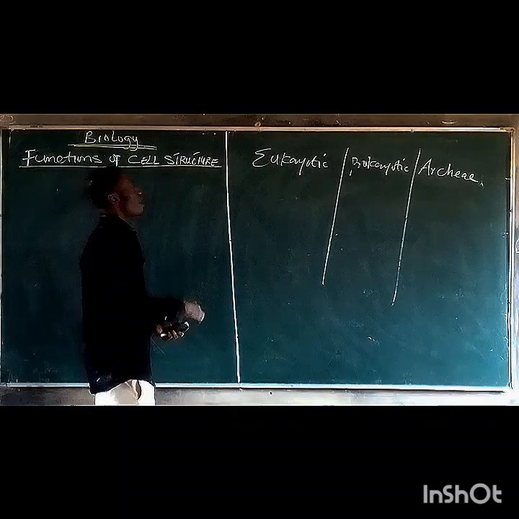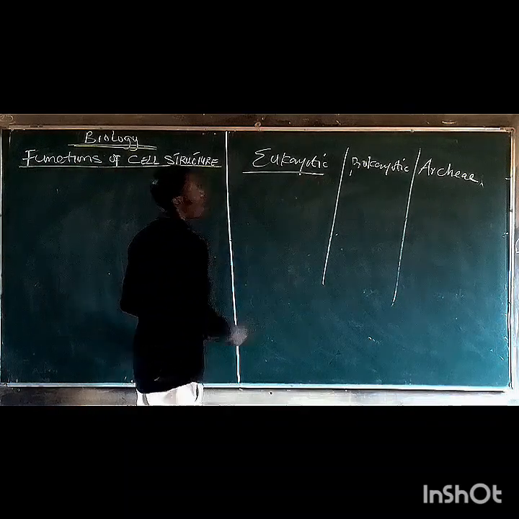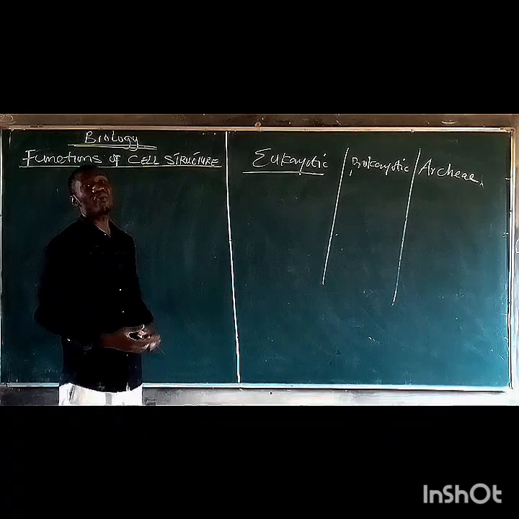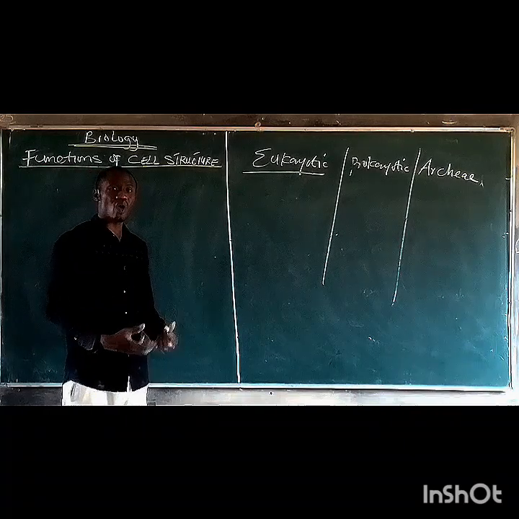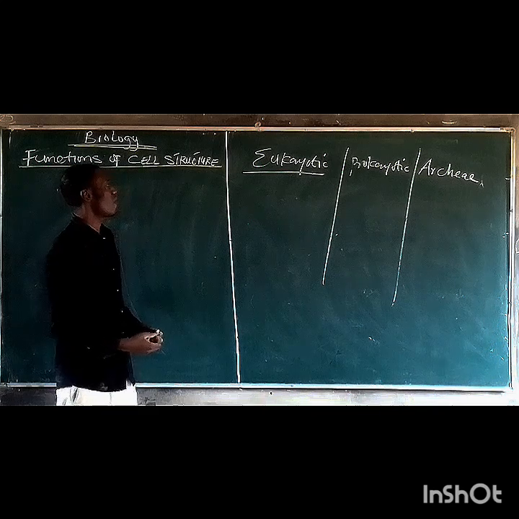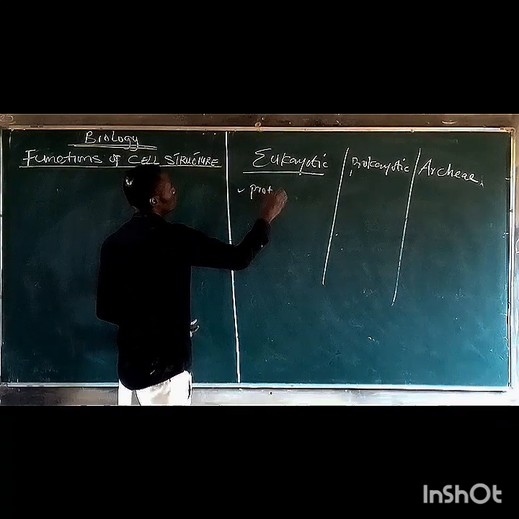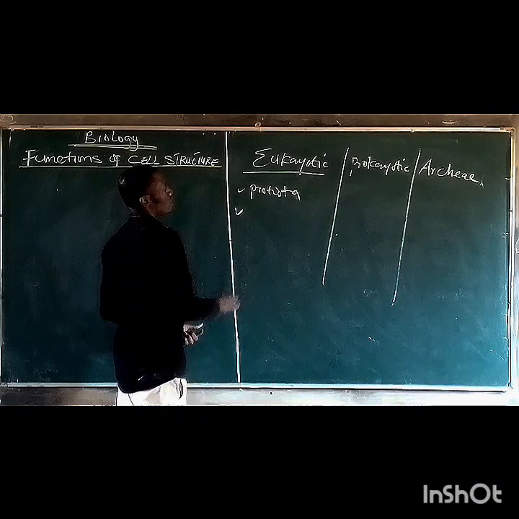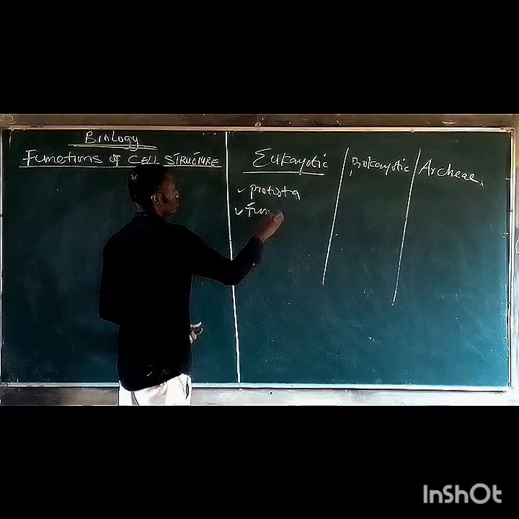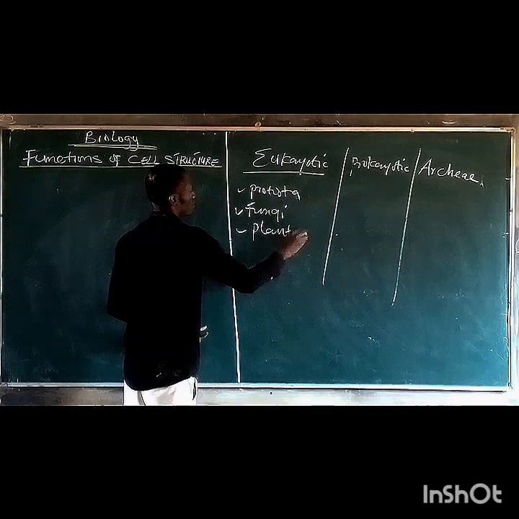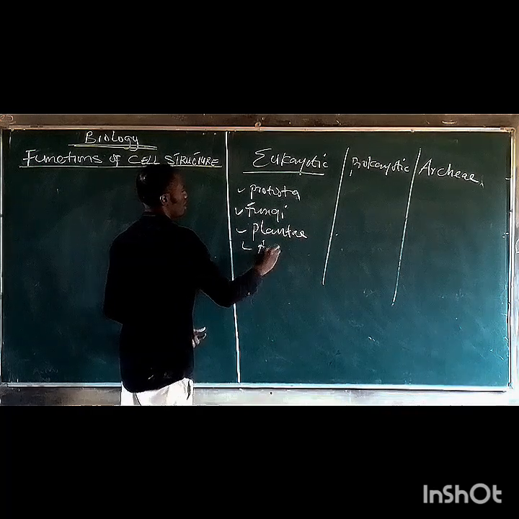Now, the eukaryotic organisms are organisms that have a true nucleus, alright? And they have double membranous organelles, alright? Now, these eukaryotic organisms are the Protista, the fungi, the plantae, the animalia.